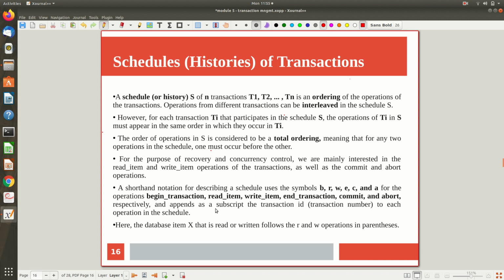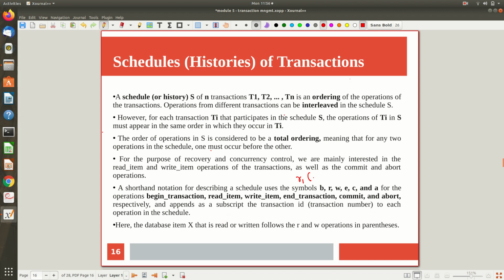Respectively, and we append a subscript, the schedule's transaction ID. So something like B suffix 1, along with this particular letter B, R, W, etc. We typically suffix a number, say R1, which says that the read operation is happening in transaction T1. And in parentheses, the last part, the data item x that is to be read or written, follows the R and W operation.